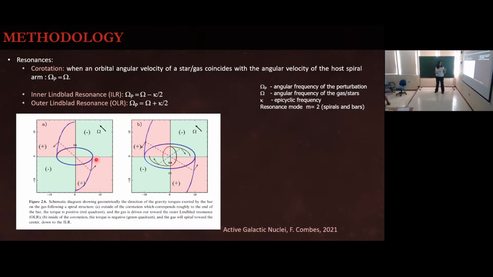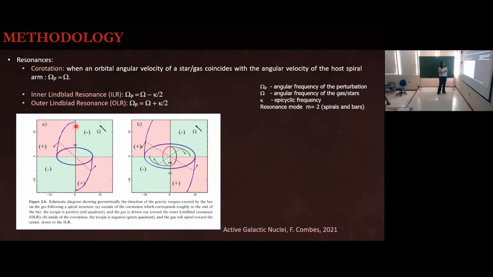So we have a bidimensional symmetry. Okay, so we have spiral arms on one side and another. The negative torques will make the gas lose angular momentum and move inwards towards the center. So that's why we don't have gas in these two quadrants.